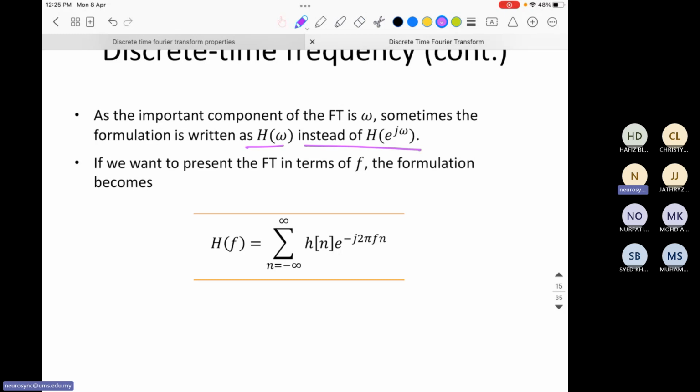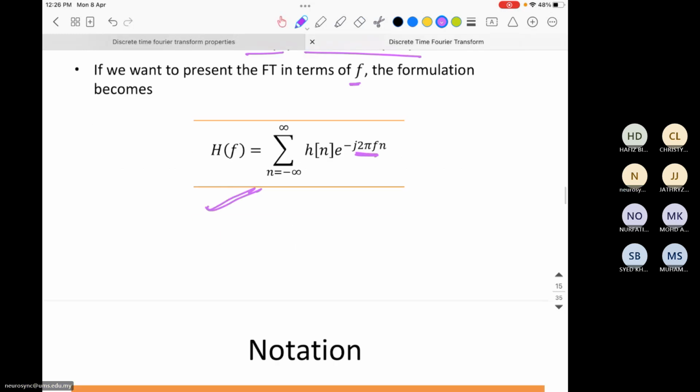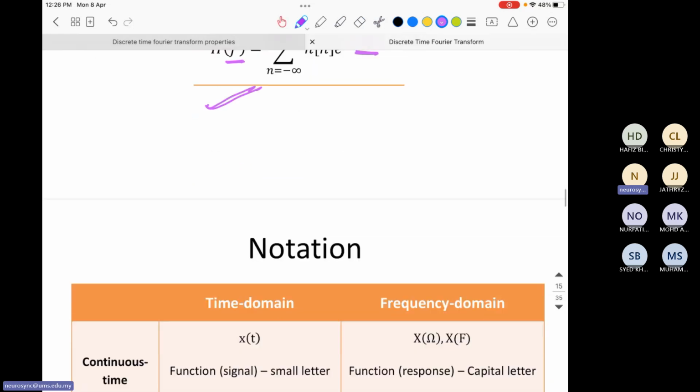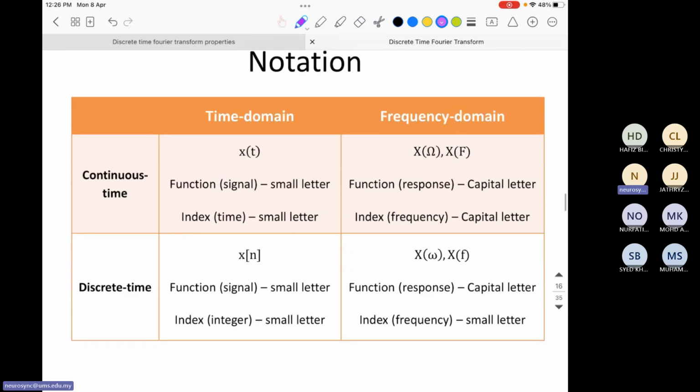Now, if I want to represent this Fourier transform in terms of f, then the formulation is like this. Instead of omega, you write 2 pi f. In place of omega, you just write 2 pi f there. Else it is the same. Now the notations are very important.